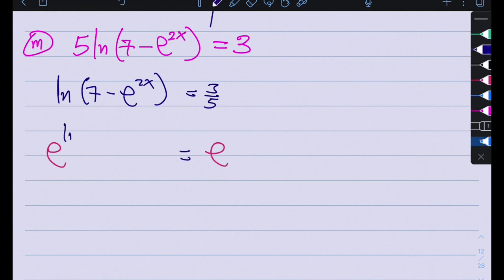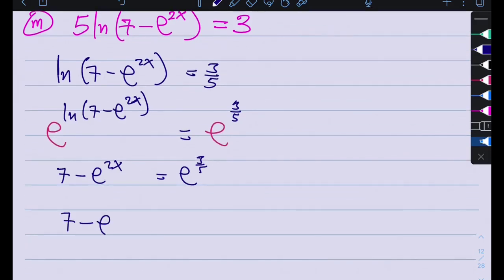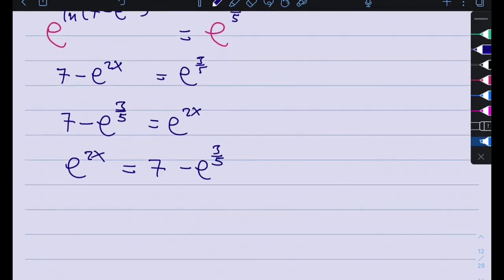So you are going to have e here, you are going to have e there. All right, so you have 7 - e^(2x) = e^(3/5). Okay, now you remember the rule, so this will be e to the power 3/5. So we have 7 - e^(3/5) = e^(2x). What we want is x, so now what you want to do is to take the ln of both sides. So let me just flip it and write it this way. It's easier that way.